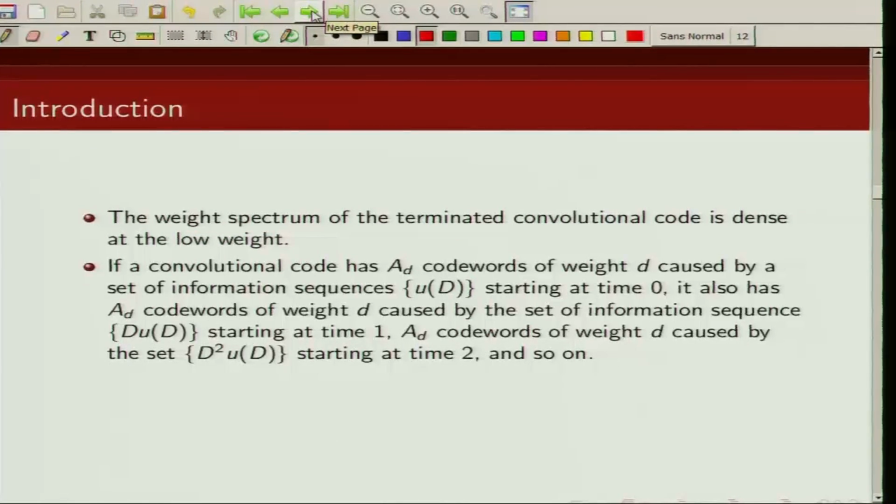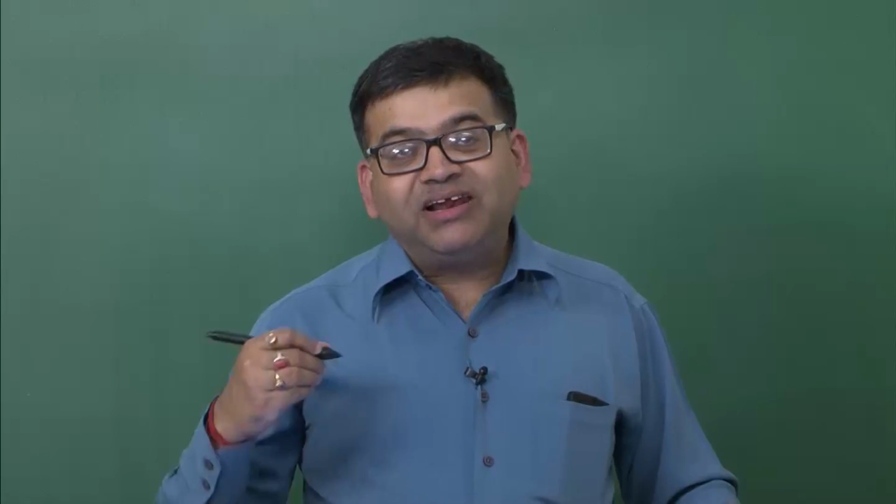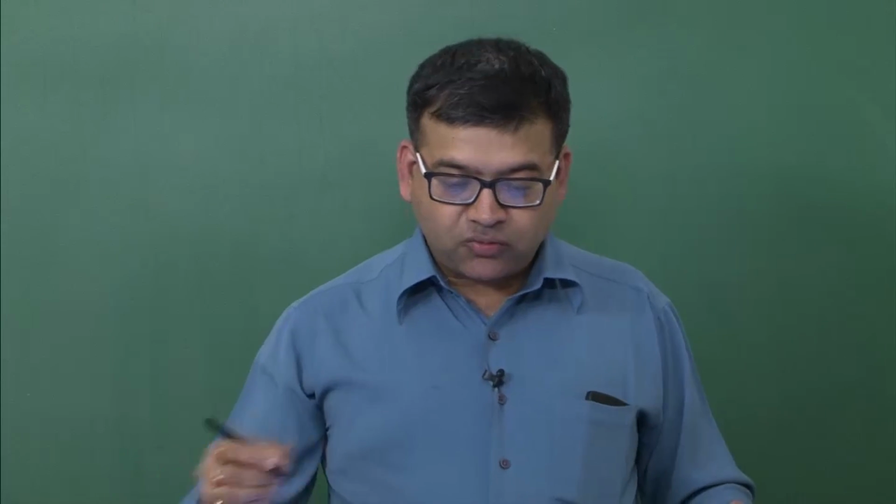Now if we have a convolutional code which has A_d code words of weight d caused by a set of information sequences starting at time 0, then it also has these A_d code words of weight d caused by information sequences of the form d u d at time 1, or d squared u d starting at time 2, and so on. So this time invariant property of the convolutional encoder accounts for the relatively large number of low weight code words in the weight spectrum of the convolutional code.